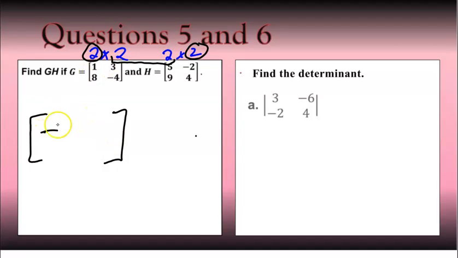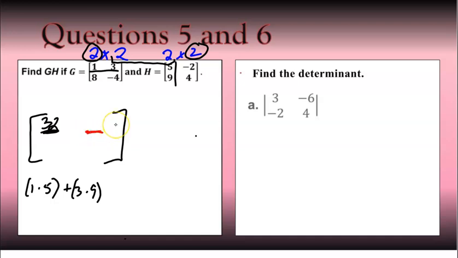So to do this, this piece right here is in row 1, column 1. So I'm going to take 1 times 5 plus 3 times 9. And that's going to give us 5 plus 27 is 32.